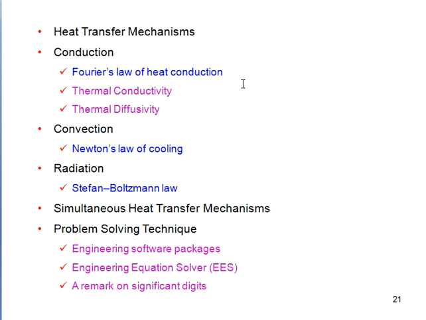In this part we studied the heat transfer mechanisms: conduction, convection and radiation. In conduction we covered Fourier's law of heat conduction, thermal conductivity and thermal diffusivity. In convection, Newton's law of cooling and the convective heat transfer coefficient. In radiation, the Stefan-Boltzmann law. We also covered simultaneous heat transfer mechanisms and the problem solving technique. Some techniques or packages are used to solve heat transfer problems, but that's not our concern; we use the heat transfer mechanisms.